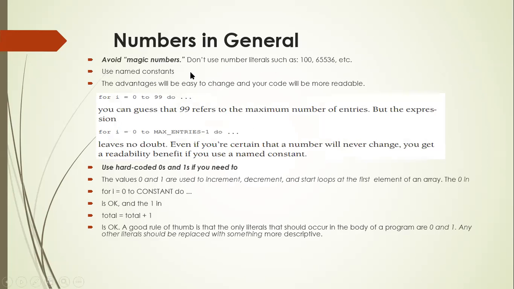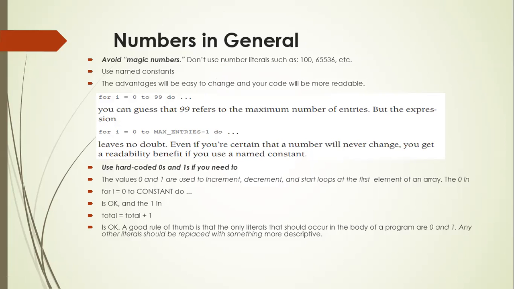So first of all, what about numbers in general? We have to avoid magic numbers. Magic numbers, we know that they are literals. We are told to avoid these magic numbers or literals in our code because of some reasons. Instead, we have to use named constants, because these literals create much confusion in our code. Therefore, we have to use named constants.